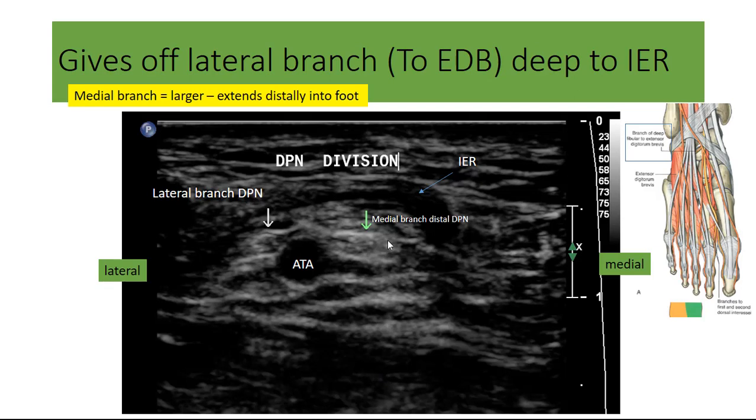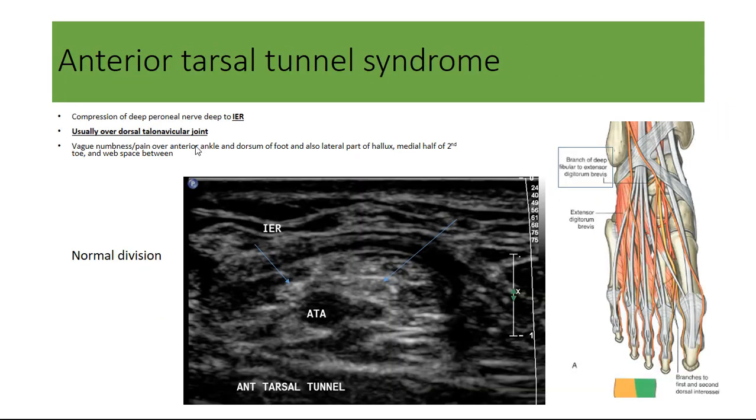It gives off branches deep to the inferior extensor retinaculum. And it's important that we know that it sits deep to the superior and inferior extensor retinaculum, but particularly deep to the inferior extensor retinaculum, which is this structure which we can see. This is normal, there's nothing wrong with it, but you can see how thick this is when we actually go looking for it. Why I'm mentioning this is because there's a tunnel called anterior tarsal tunnel syndrome.